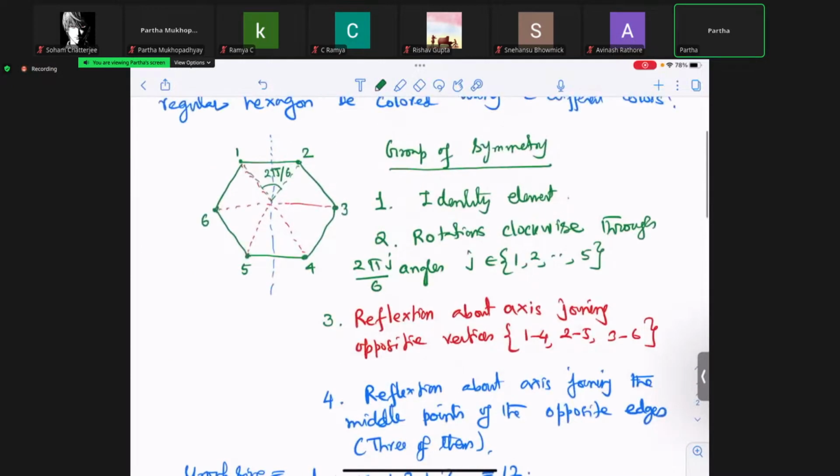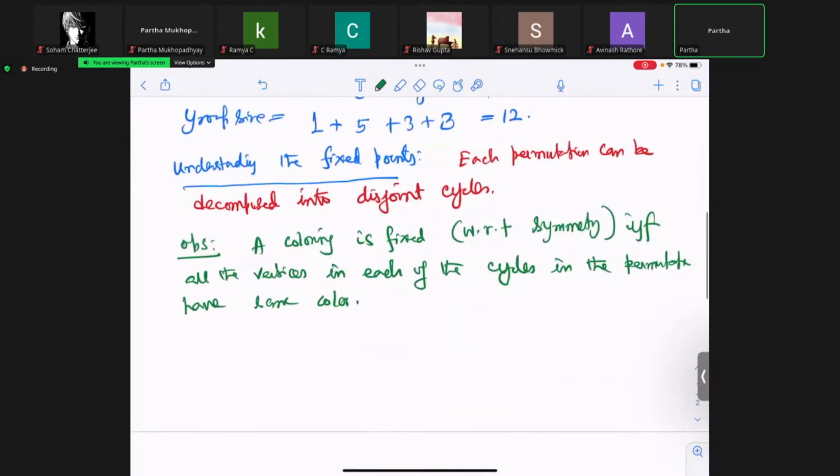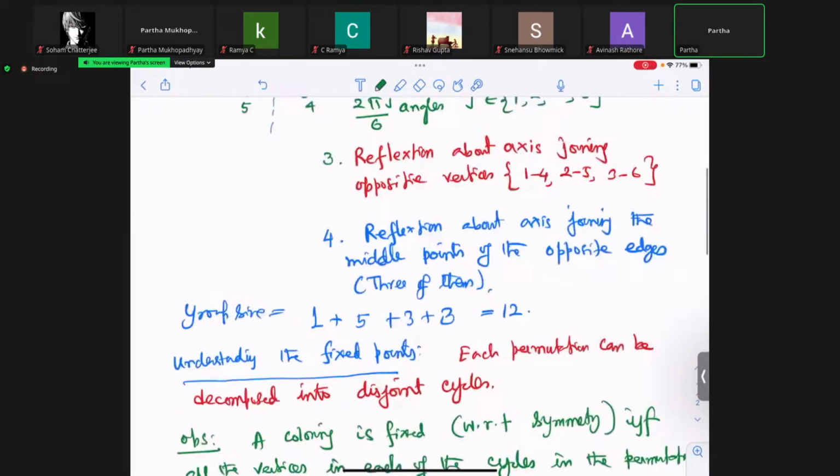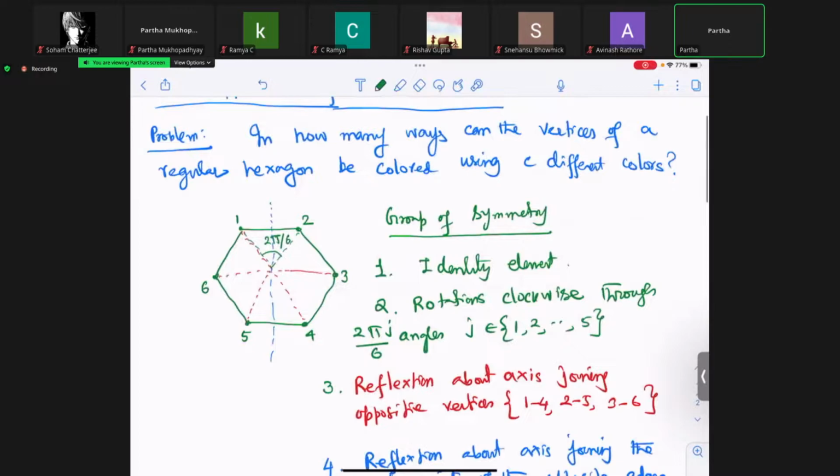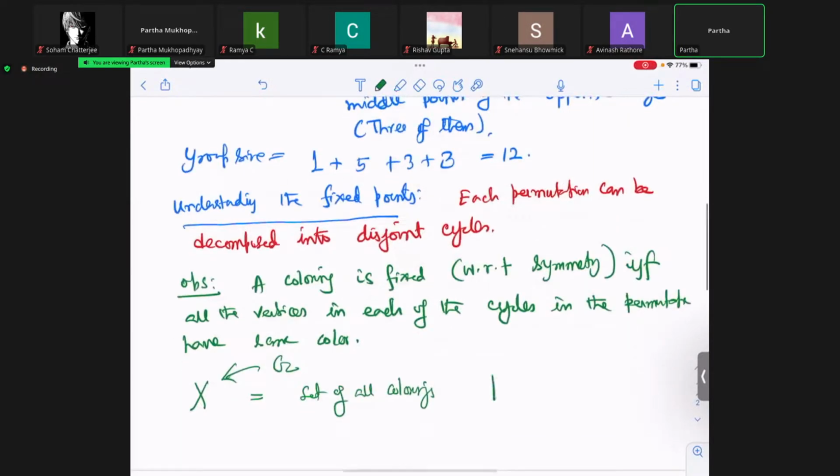So now, what is the set that it is acting on? The group is acting on the set X. What is the set? The set of all colorings. Every vertex can be colored in c ways, right? So the cardinality of X is c power 6. So this is the set on which the group of symmetry is acting, right?